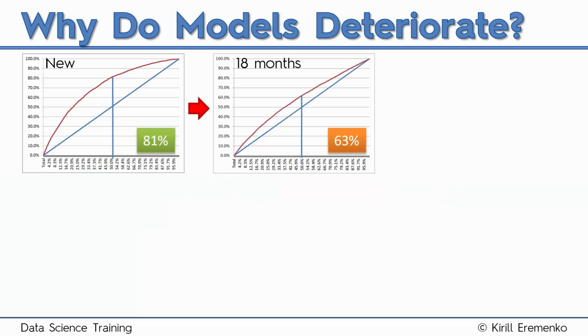All right, so we saw that a new model in 18 months can easily go from 81% in our rule of thumb assessment to 63%. What could be the reasons? Well, let's have a look at some possible reasons.